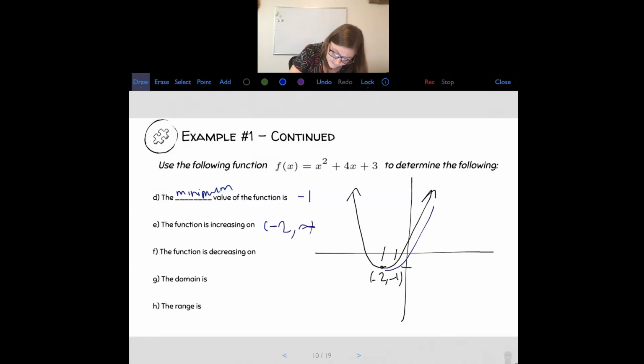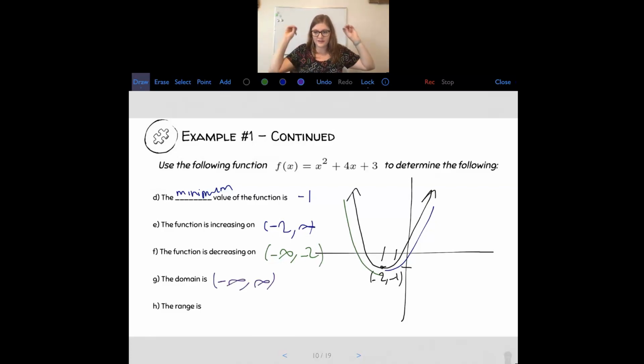And it's decreasing from negative infinity to negative 2. Okay, this graph is going to keep going on forever and ever. My domain here is negative infinity to infinity. Okay, it's usually that way for a parabola unless you've got endpoints that are stopping the graph. And the range is the lowest y value to the highest y value. So the lowest y value is negative 1, and it goes all the way up to infinity.